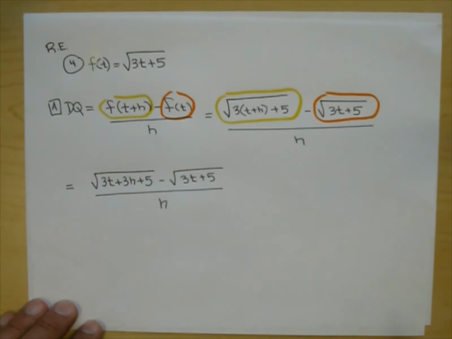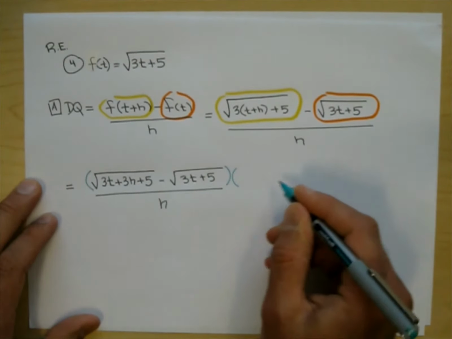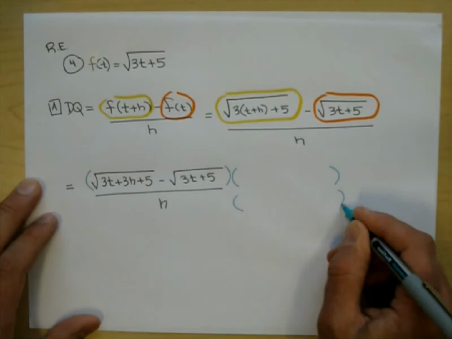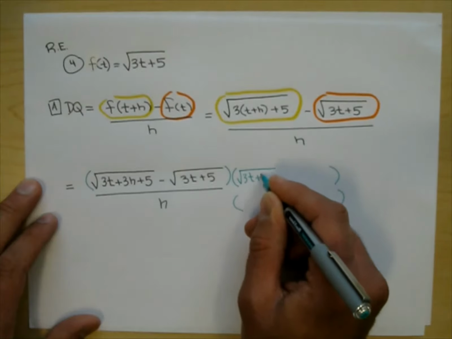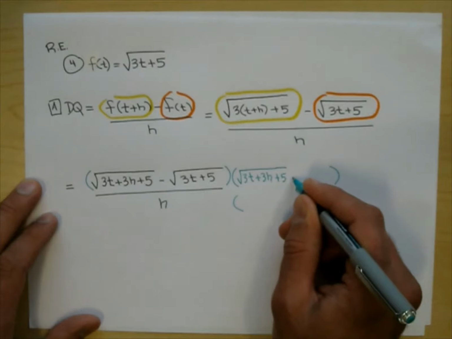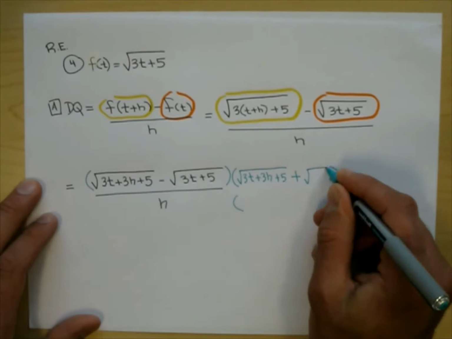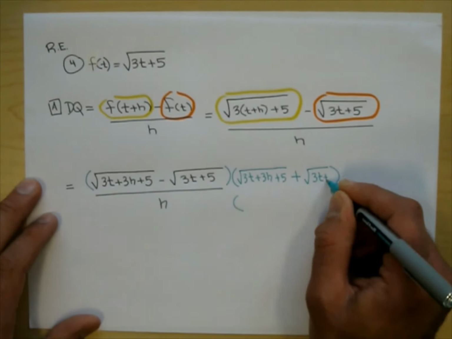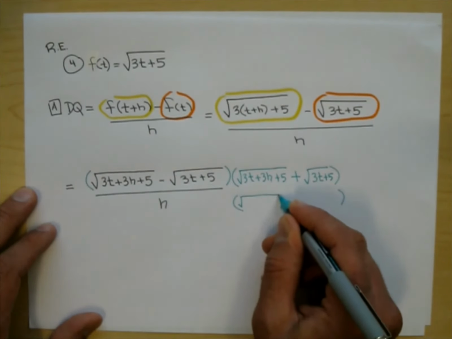What we're going to do, and this is the one that some of you don't like seeing, is multiply top and bottom by the conjugate of the top. So it's like we're rationalizing the numerator. So I better leave a lot of space to do this. So this is square root of 3t plus 3h plus 5, and then this is going to be plus, okay, so that's a minus there, and this will be a plus, square root of 3t plus 5. Okay, and then on the bottom I try to write the same thing here.